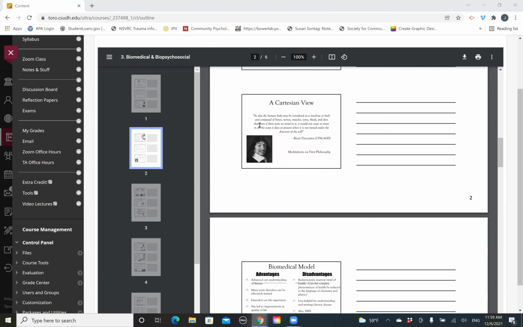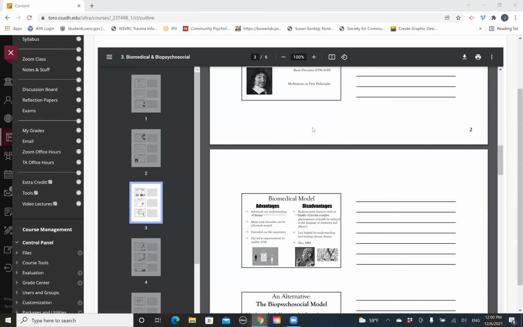So Rene Descartes, who is the I think therefore I am guy, he was kind of the first neuropsych when he talked about reactions. So the Cartesian view, I'll read this to you. So also the human body may be considered as a machine so built and composed of bones, nerves, muscles, veins, blood, and skin, that even if there were no mind in it, it would not cease to move in all the ways it does at present when it is not moved under the direction of the will. Right? So they saw it as kind of a machine.